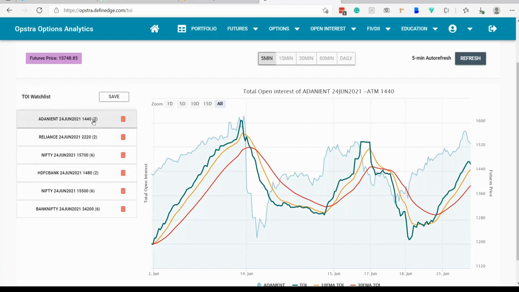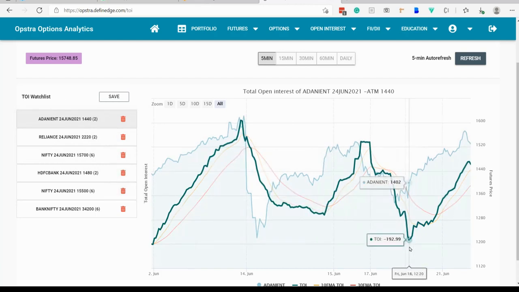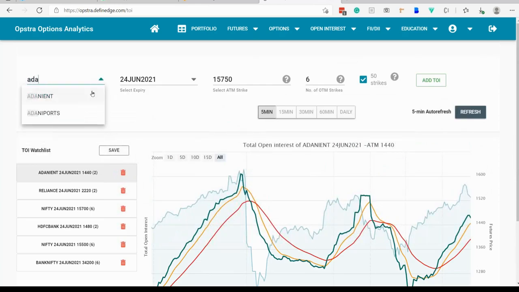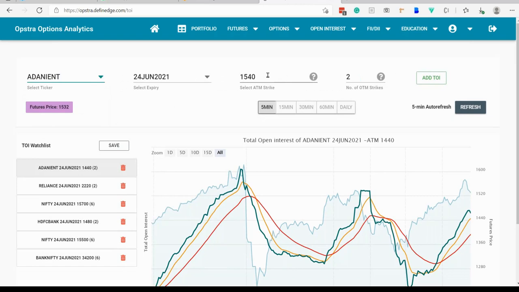So for example, here I chose the 1440 Adani strike. As you can see, for June 21 this should have been changed to 1500, right? If you look at the Adani price, it was around 1520 at 9:30, and it's around 1500. So when you choose this, you automatically get the updated list of strikes. You choose 1500, and for the strikes, you can choose 1, 2, 3 depending on the liquidity.